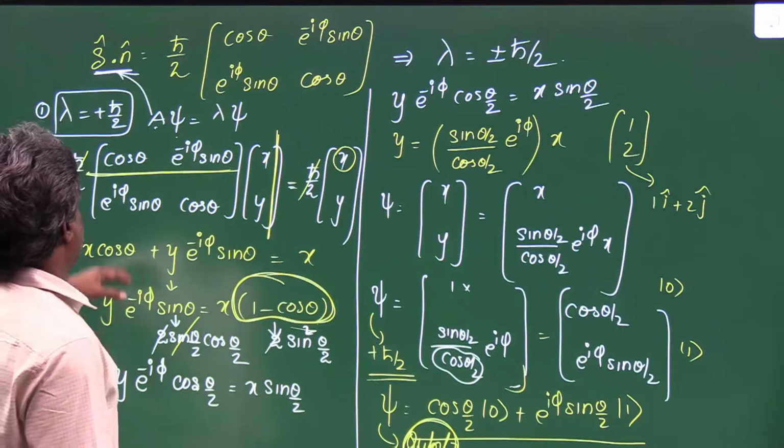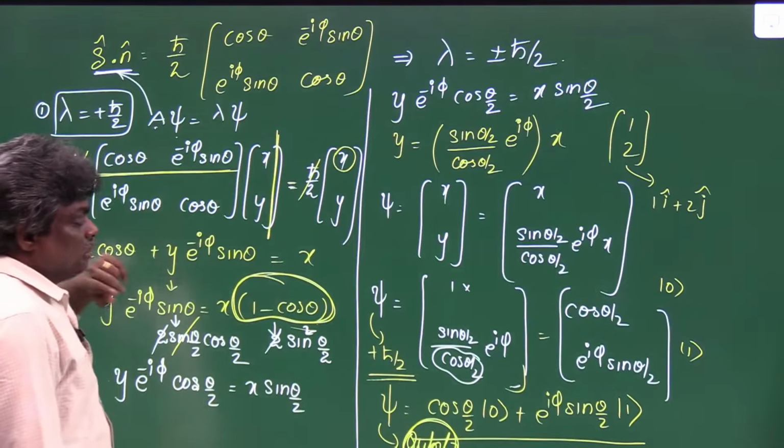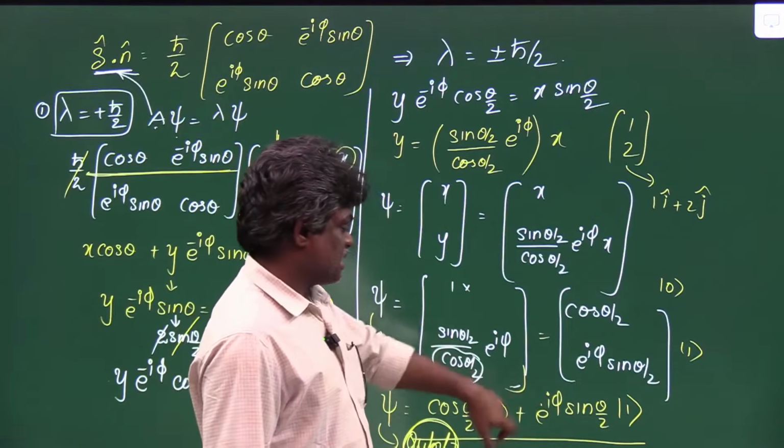Similarly, if you go for minus h cross by 2, here you will get e raised to minus i phi.